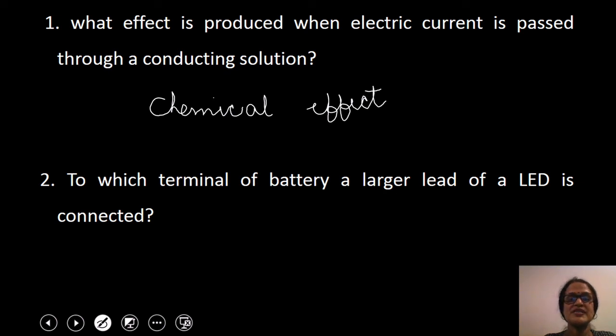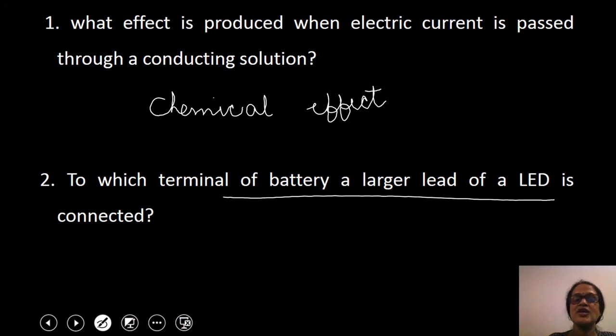Then second question is, to which terminal of the battery is the larger lead of an LED connected? So children, in my previous videos I have discussed with you that the larger lead of an LED is connected to the positive terminal of the battery.